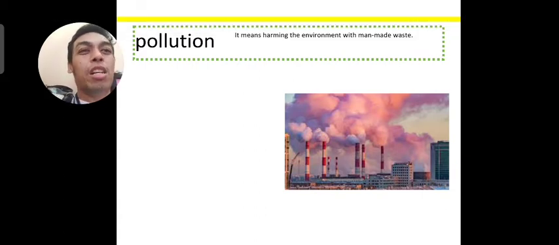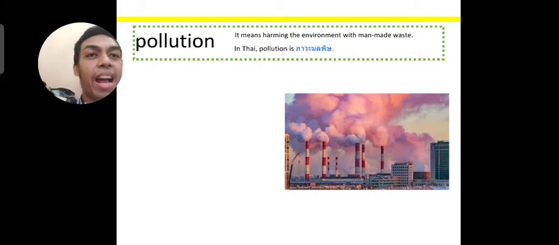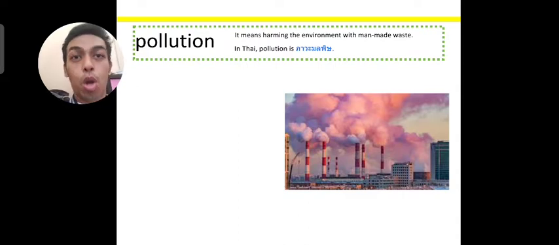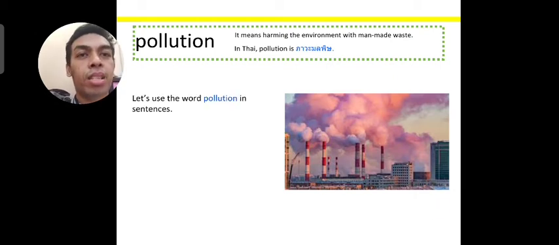So it means harming the environment with man-made waste. As you can see in the picture, this is air pollution because we are harming the air, okay, with our waste. In Thai, pollution is this word. Okay. Let's say it again. Pollution. Pollution. So the stress is on the lu, okay? Pollution. Let's use the word pollution in sentences.